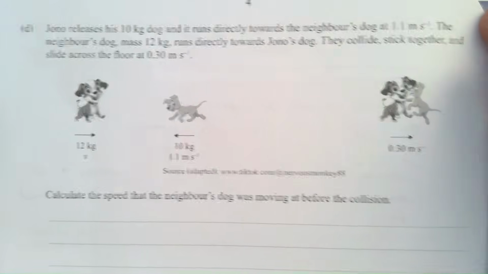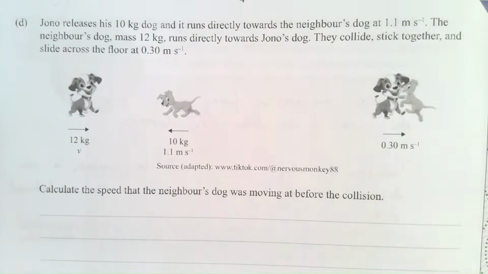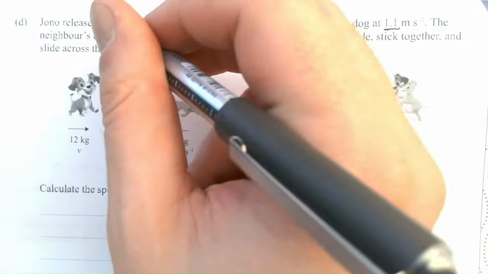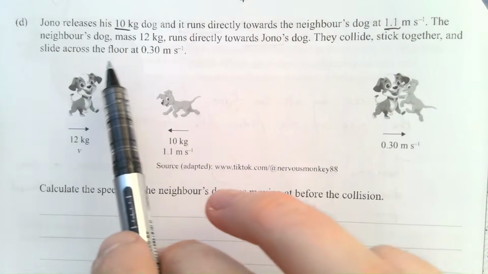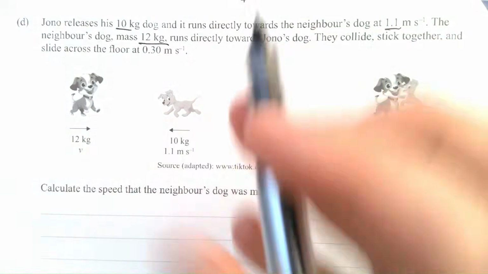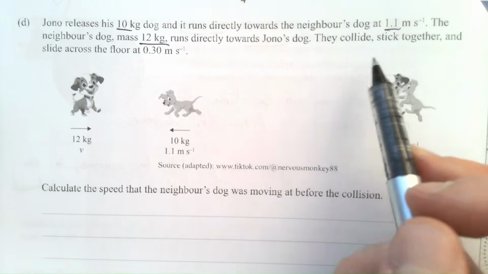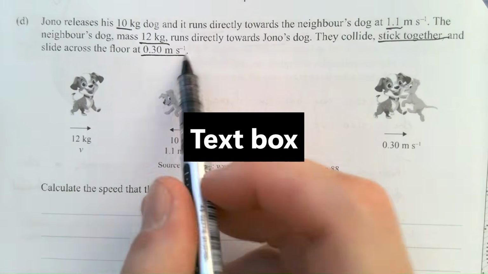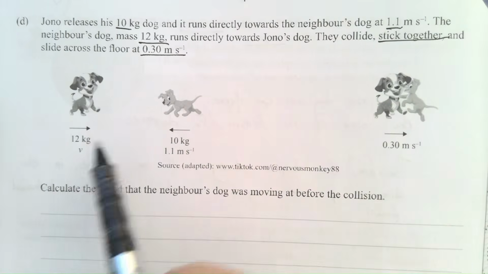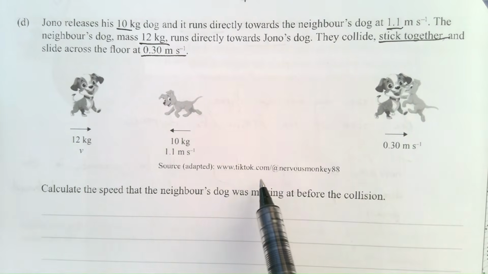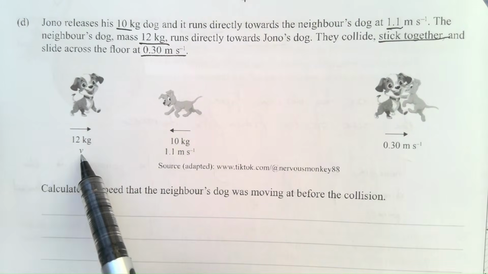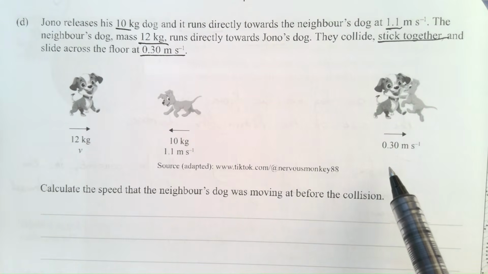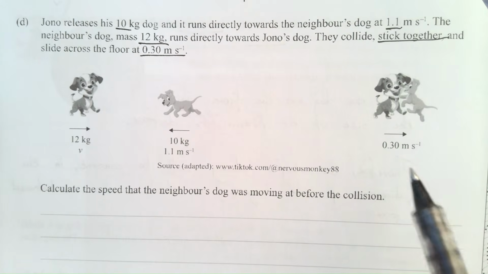Now, we are told that Jono releases his 10-kilogram dog and it runs directly towards the neighbour's dog at 1.1 meters per second. We've got a different velocity this time. The neighbour's dog, mass 12 kilograms, runs directly towards Jono's dog. They collide, stick together, and slide across the floor at 0.3 meters per second. They've handily given us this little diagram adapted from TikTok, where we have our unknown velocity and our masses labeled. After the impact, they've given us the combined velocity, but they haven't given us any of the masses.